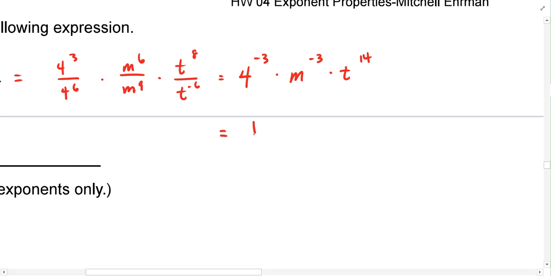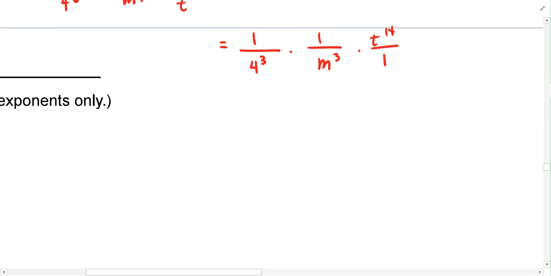I'll also note that a negative exponent can be written as a positive exponent as long as we change the position of the exponent from top to the bottom or bottom to the top of the fraction. So in these first two examples, to change the exponents to positive 3's, we move them to the denominator of a fraction. And t to the 14th is already positive, so that's technically sitting on the top of the fraction. Now I recognize that 4 cubed is a numerical value, so I'll go ahead and simplify that. That's 64. 4 times itself 3 times in a row is 64. M cubed cannot be simplified.